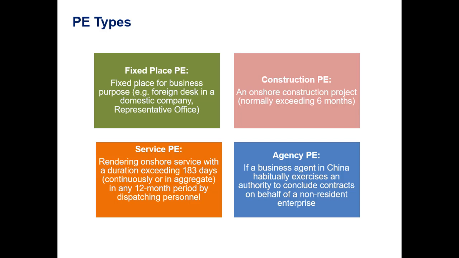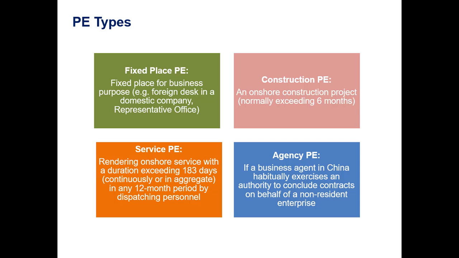So what is a fixed place for business? From the tax treaty and the China tax regulation, there are 4 types of PE. The first is the fixed place PE, just as the concept says, a fixed place for business purpose. For example, if a non-resident enterprise sets up a foreign desk in a Chinese domestic company to do business liaison, contract, local marketing, contract negotiation, and such kind of things, this foreign desk is a fixed place for business purpose. So technically speaking, it can be regarded as a fixed place PE.